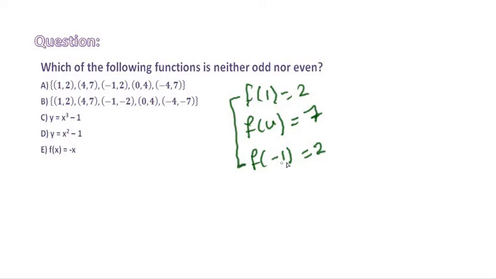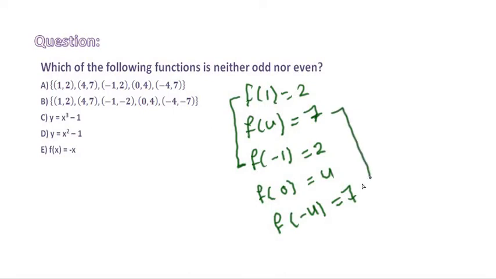f of x and f of negative x are both equal to 2. But we need to make sure that it's applicable for the other points we have. Also, f of 0 is 4. f of negative 4 is 7. Look at these two. We can say that this is an even function. So this is not the right answer.